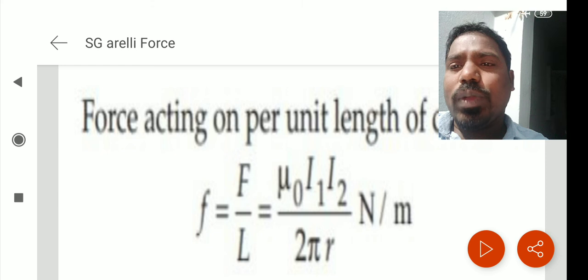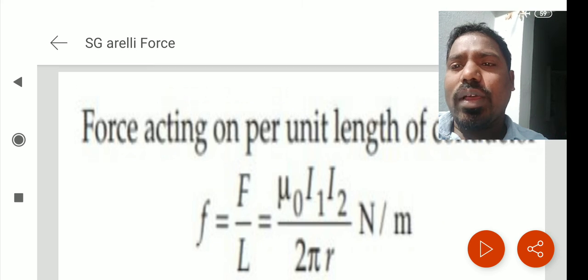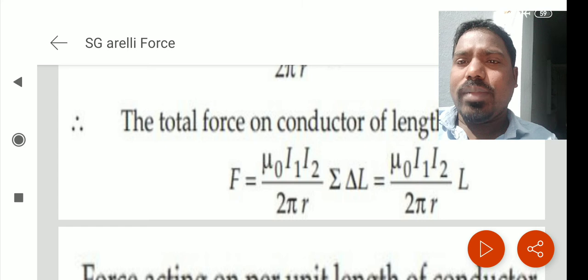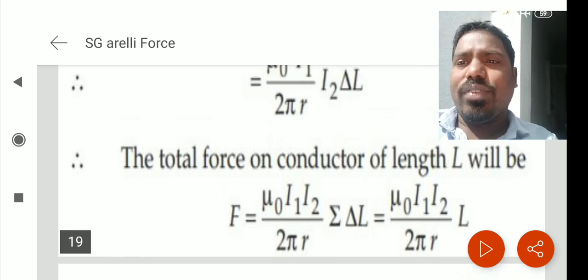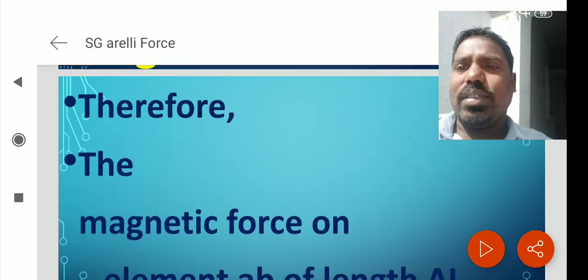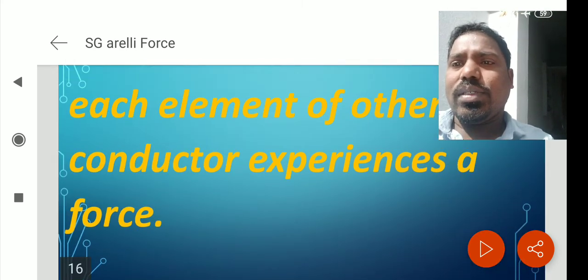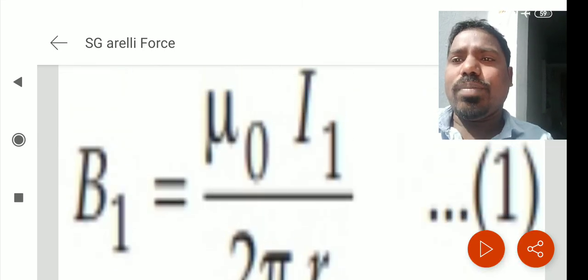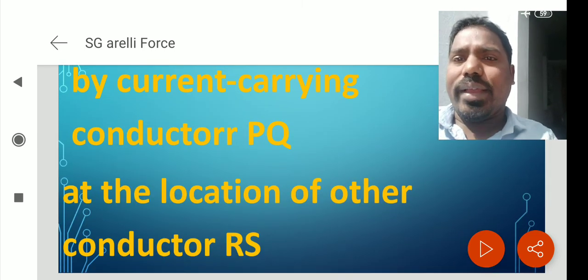F by L equals mu naught I1 I2 by 2 pi r, where I1 is the current in the PQ conductor, I2 is the current in the RS conductor, r is the separation between the PQ and RS conductors, L is the length of the conductor, and F is the force. So this is about the force between two parallel current carrying conductors.